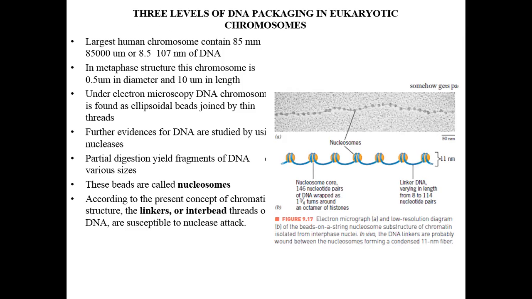Under the electron microscope, the DNA of the chromosome is found as ellipsoidal beads joined by a thin thread. Further evidence for this is obtained by using nucleases. Partial digestion yields fragments of DNA of various sizes. These beads are called nucleosomes according to the present concept of chromatin structure. The linker or inter-bead thread of DNA is susceptible to nuclease attack.